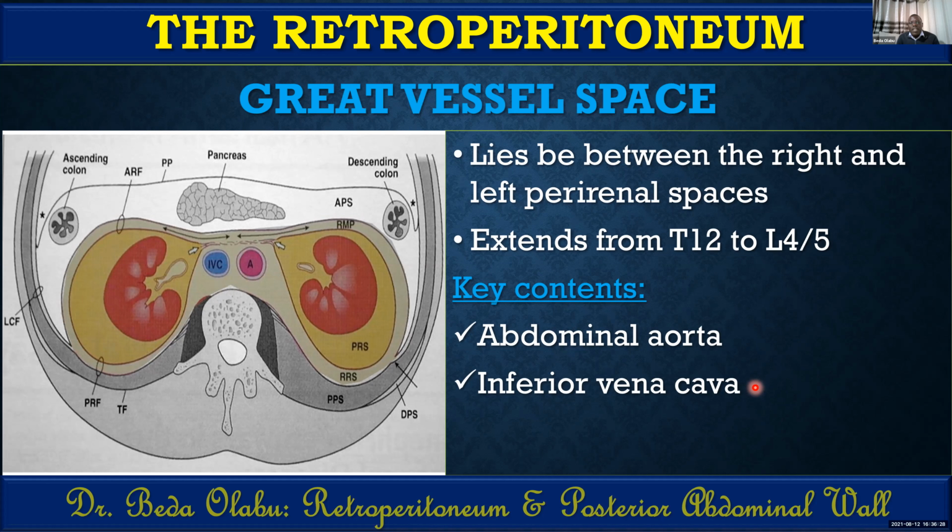It receives the lumbar veins. It receives the right gonadal vein. Now remember, the left one doesn't join directly. The left gonadal vein joins the left renal vein. But then both renal veins also join the inferior vena cava, so you can mention that. The inferior vena cava also receives the veins from the liver, which we call the hepatic veins.